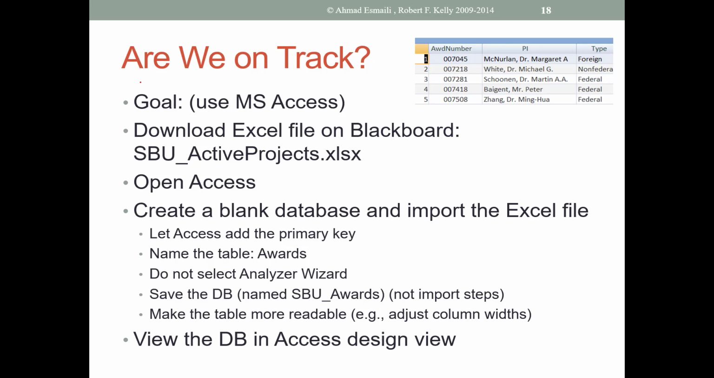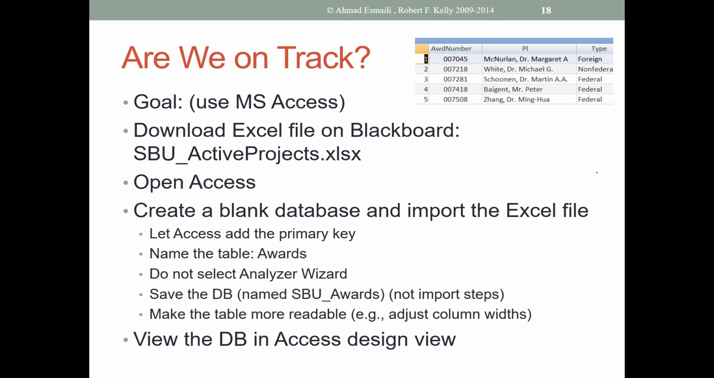For this exercise, we will be using MS Access. If you are having difficulty with MS Access, please let me know. Some students reached out to me with problems they are facing in getting MS Access, so I'll see how I can help them. But for those who already have MS Access working, I'll encourage them to do this exercise. You need this data set, SBU active projects, which is an Excel file, and I have already uploaded it on Blackboard in the datasets folder, in the folder where you find your lectures. Please download that because we will need that file for this exercise.